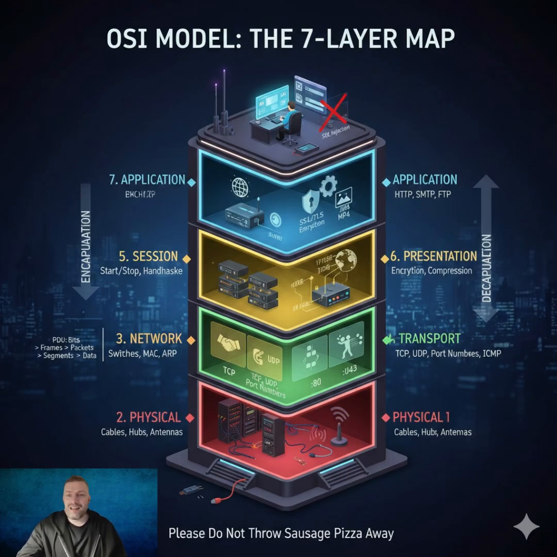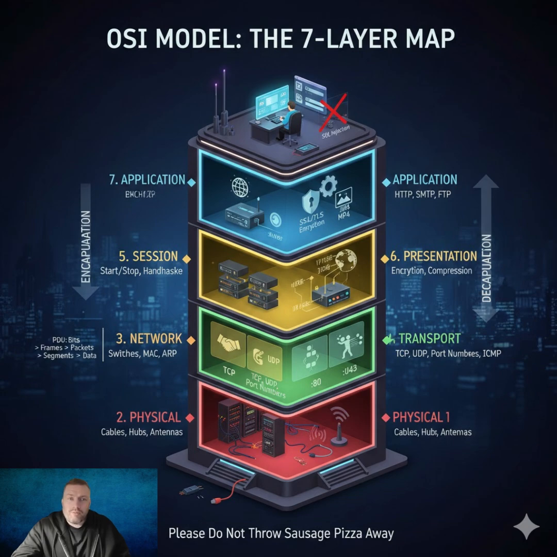Layer 3, the network layer. Now this is where it starts to go into the big leagues. This is where routers live and where IP addressing comes out to play. Think of this as the post office routing your data packets all across the globe.